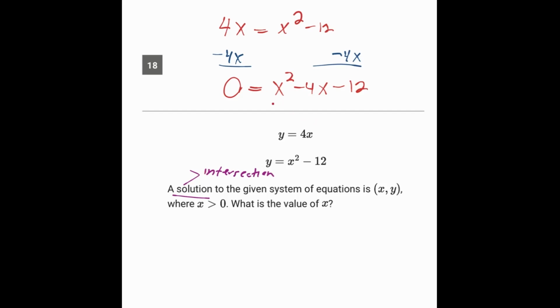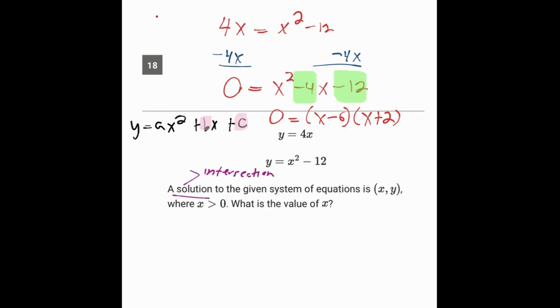And now we're in a BC factoring situation because we have an ax squared plus bx plus c quadratic, but we only have numbers in the b and c spots. And for BC factoring, you want to ask yourself, what two numbers add to b, which is -4, and multiply to c, which is -12? So what two numbers add to -4 and multiply to -12? And the answer is -6 and +2. So we'll factor it to x minus 6, x plus 2.